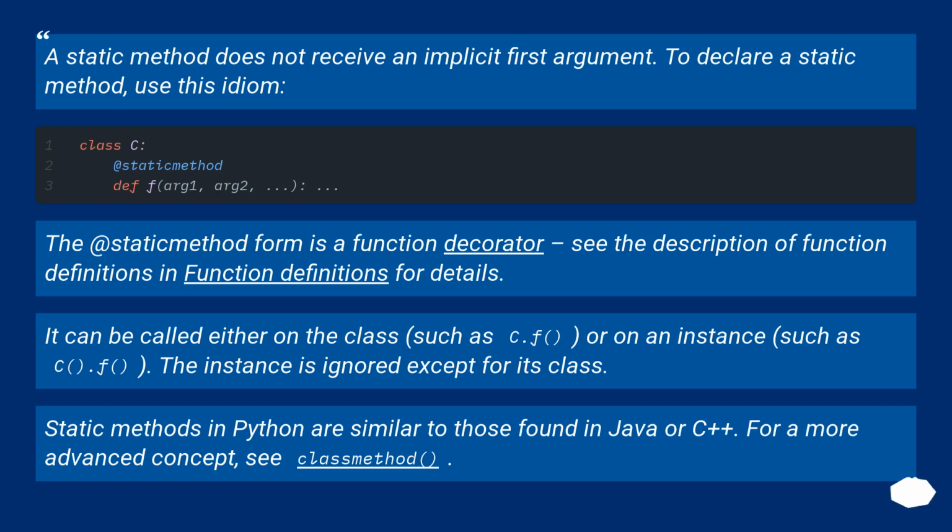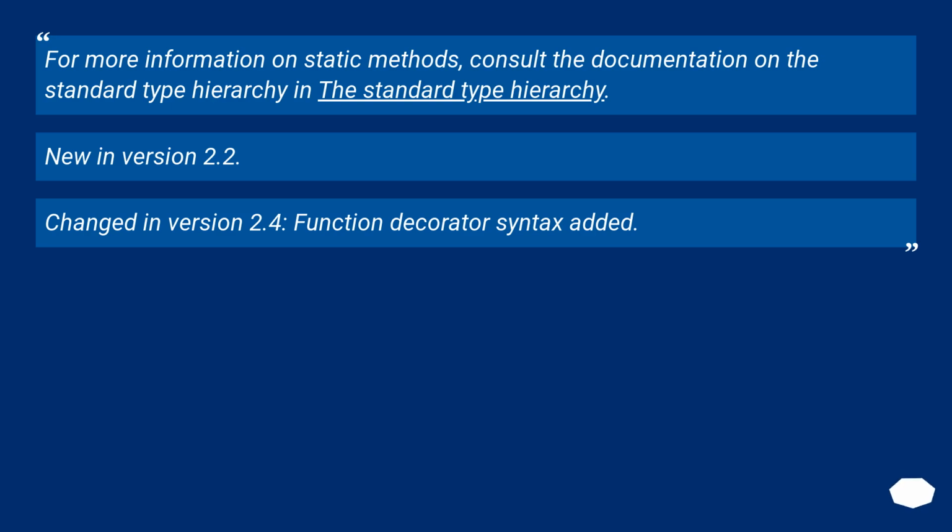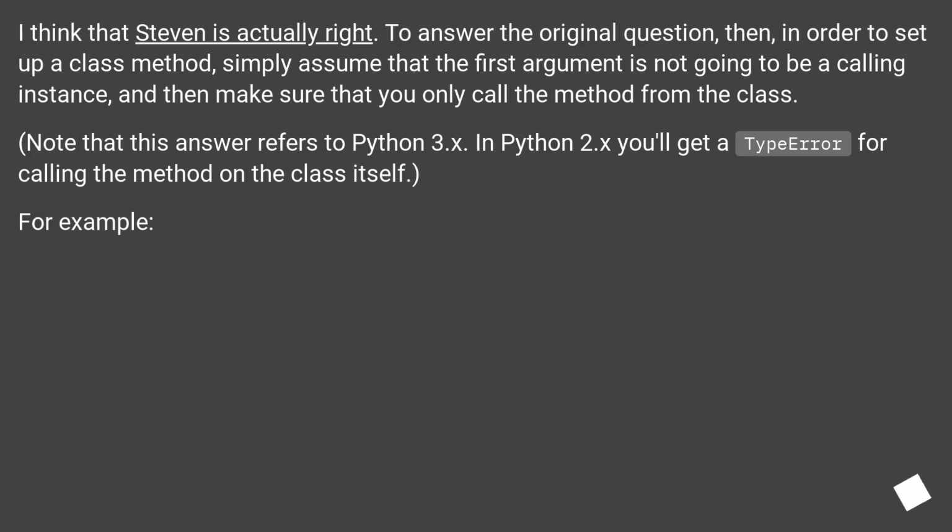Static methods in Python are similar to those found in Java or C++. For a more advanced concept, see classmethod. For more information on static methods, consult the documentation on the standard type hierarchy. New in version 2.2. Changed in version 2.4, function decorator syntax added. I think that Stephen is actually right.